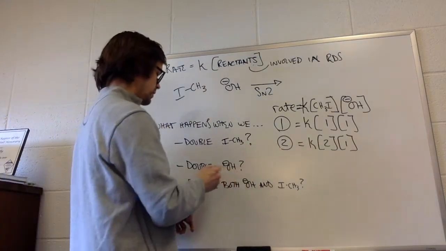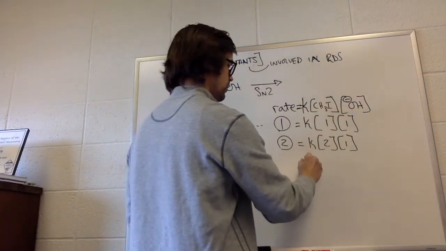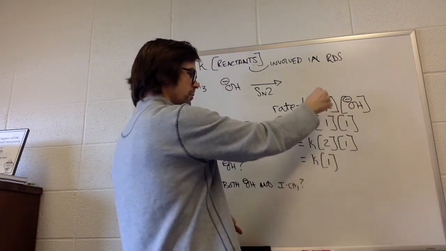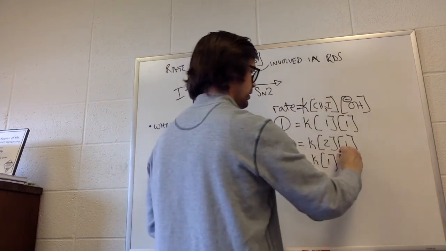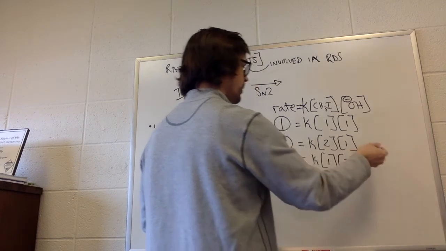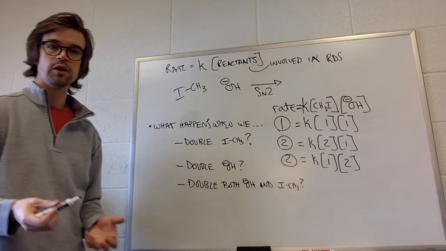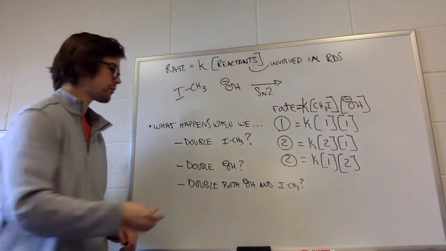What happens when we double OH minus? Well, that would be the rate constant times 1, because we're not doubling that and the original concentration was there, times we doubled OH minus, that's 2. So the rate, again, is at 2. So the rate doubled again.